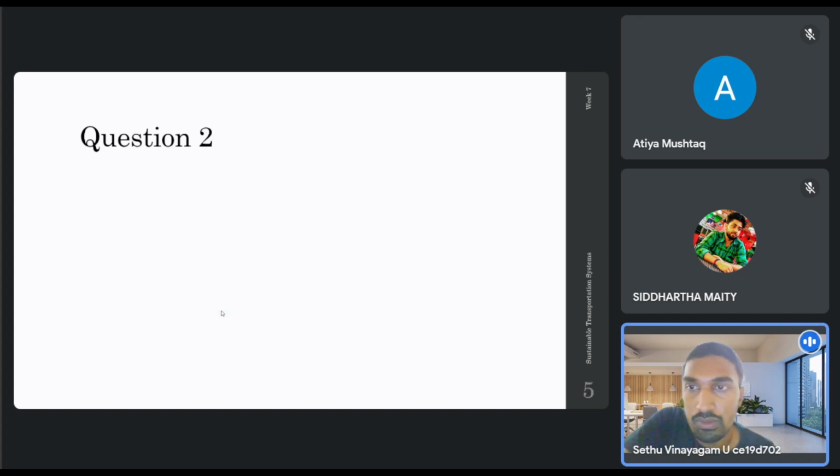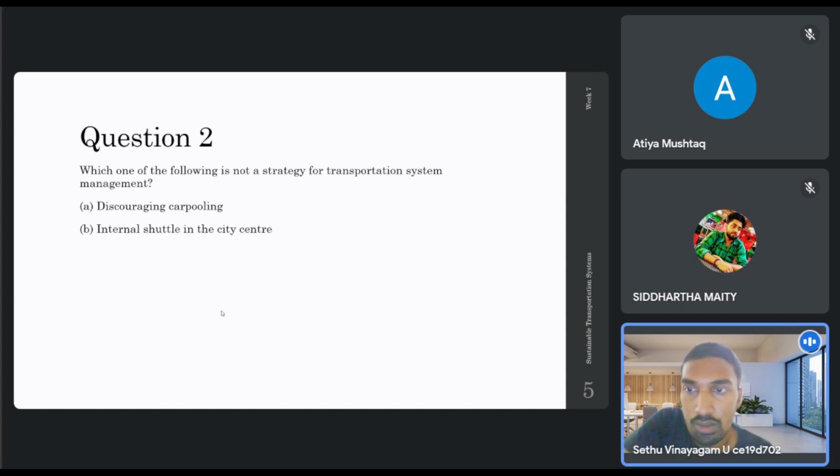So question number 2 is, which one of the following is not a strategy for transportation system management? Option A is discouraging carpooling. Option B, internal shuttle in the city center. Option C, exclusive bus lanes. And option D, carbon pricing.